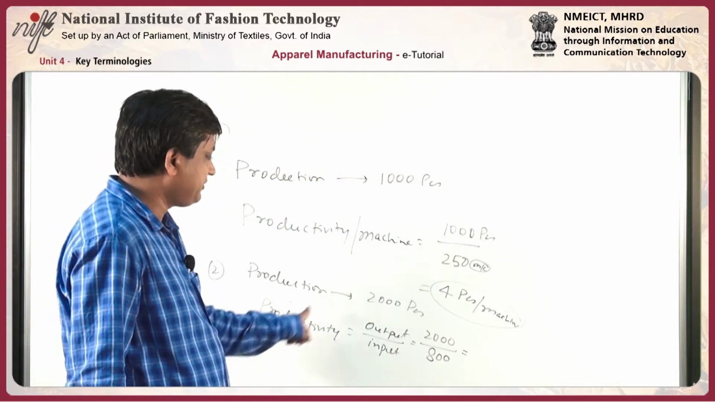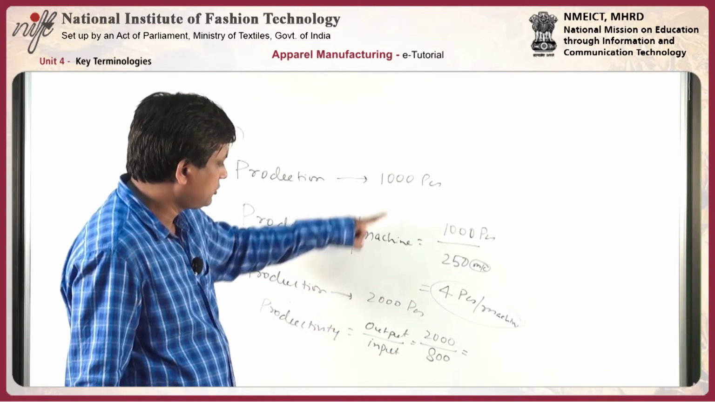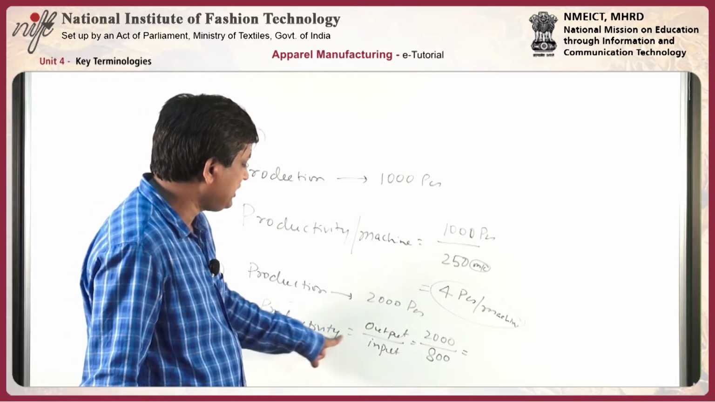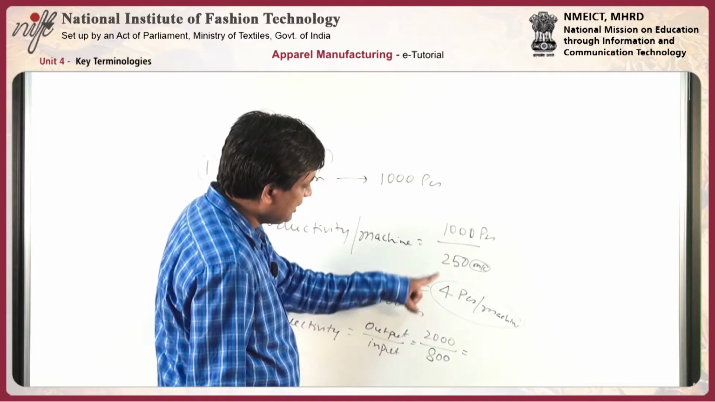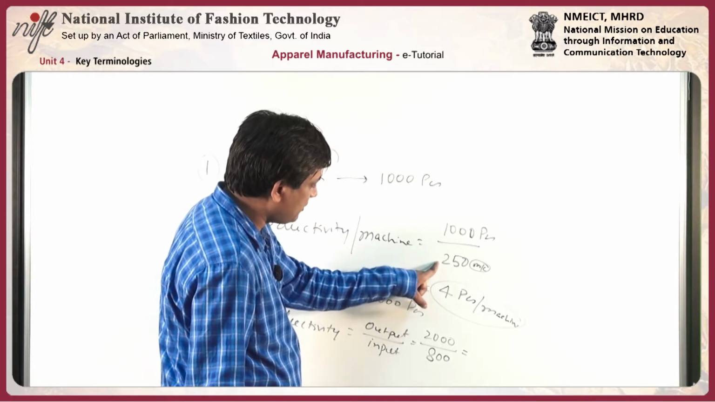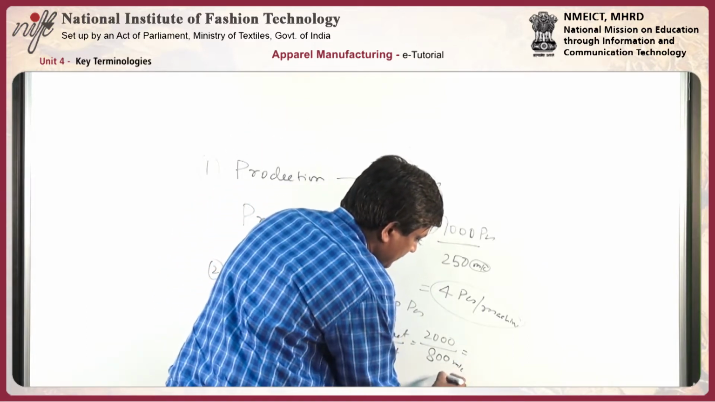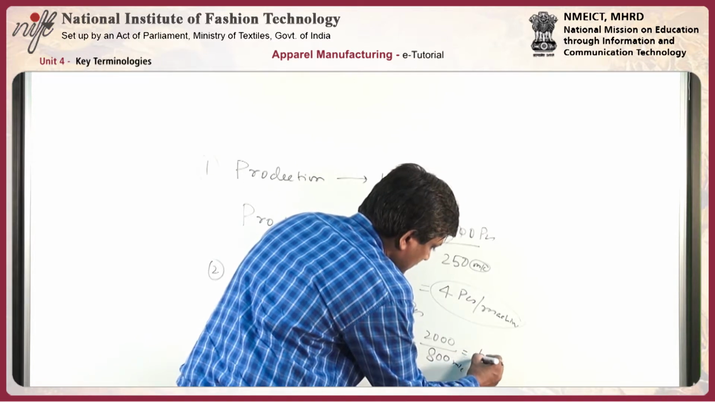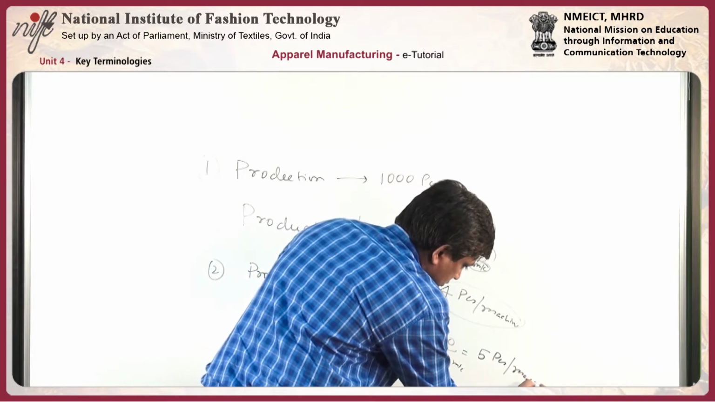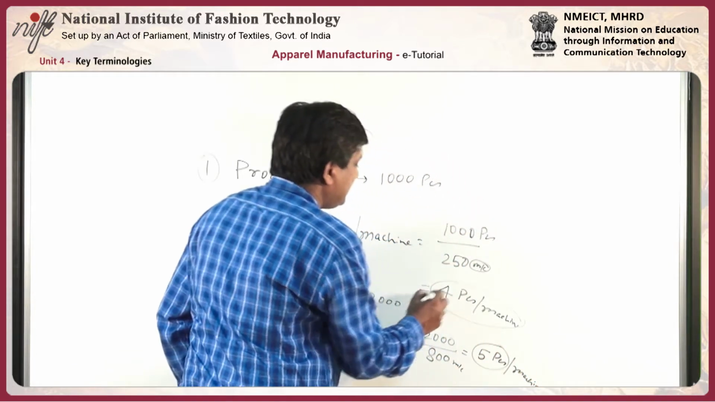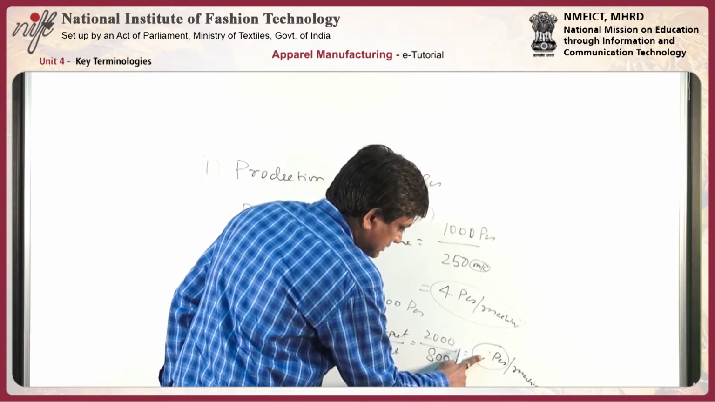So whether my productivity has also increased, because we have seen the production has increased from 1000 to 2000. Now has productivity increased or not? My production has increased from 1000 to 2000, and my machines as input have increased from 250 to 800. So now my productivity will be 2.5 pieces per machine. Earlier my productivity was 4 pieces per machine.